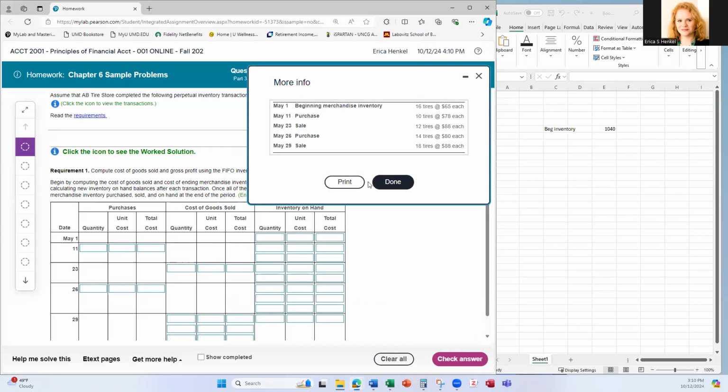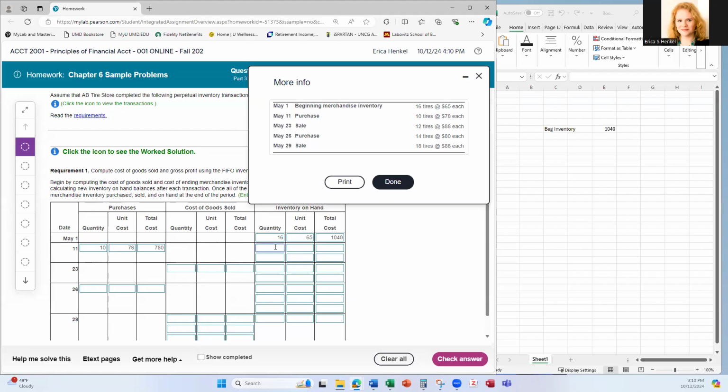So I'm going to slide this up here. So first thing we want to do here is on May 1st, we're starting off with 16 tires, cost of $65, total value of $1,040. All right. Next, we're purchasing 10 tires at $78 each. So we're going over into the purchases column here. 10 tires, $78, 10 times 78 is $780.